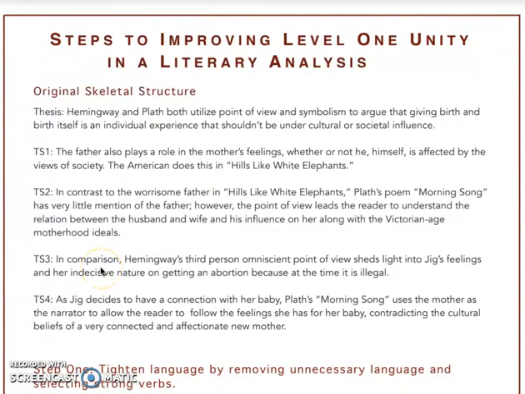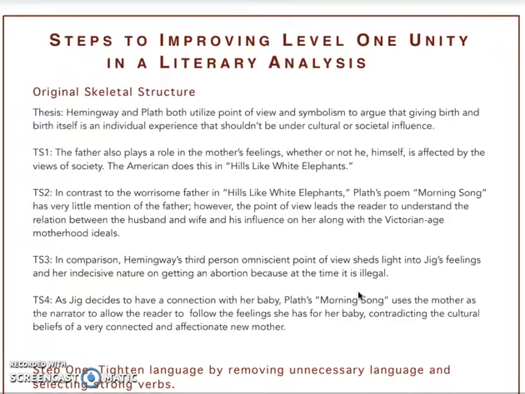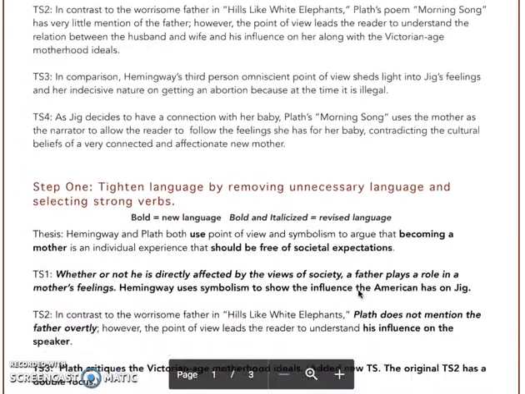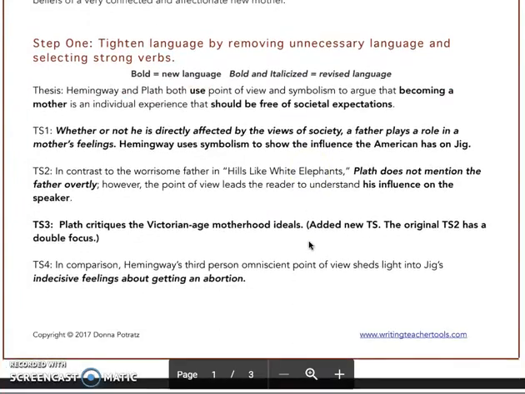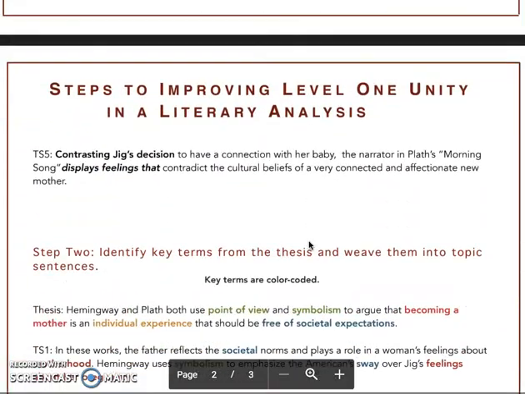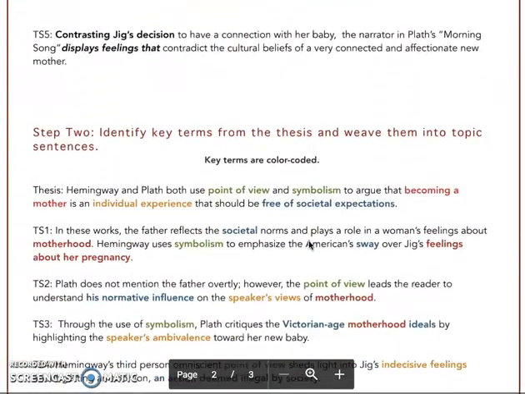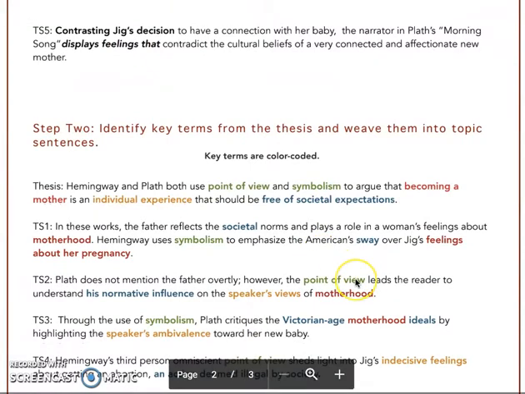And I wanted to show the student how we could think about level 1 Unity to really improve some of the really great insights that she had here. So what I did is I broke it down into 3 steps. Step 1, I'll just show you this really quick. We would tighten our language and get rid of all that kind of cluttery language, any unnecessary language, and select strong verbs. Step 2, we would find those key terms from the thesis and weave them into our topic sentences.